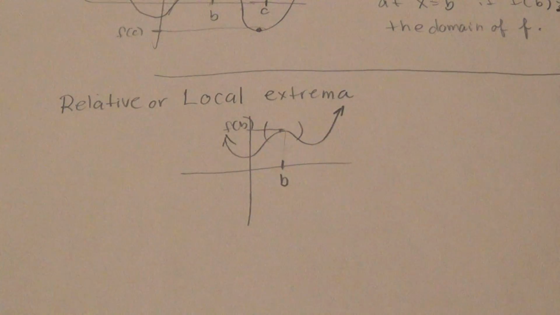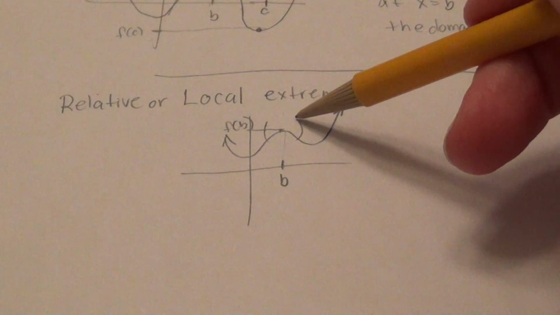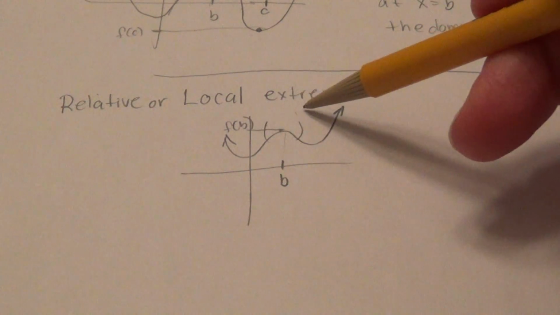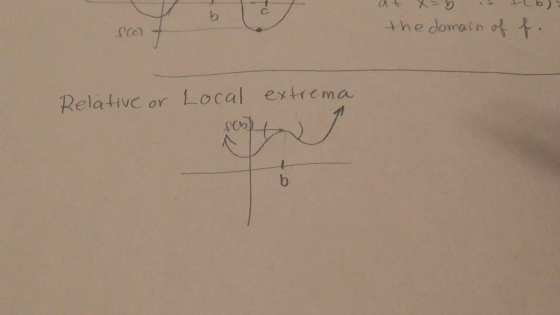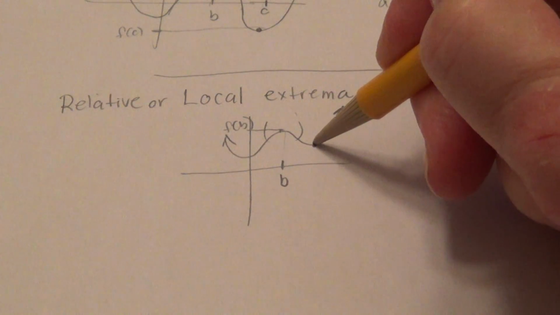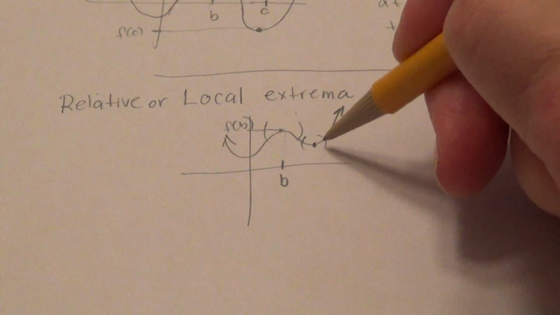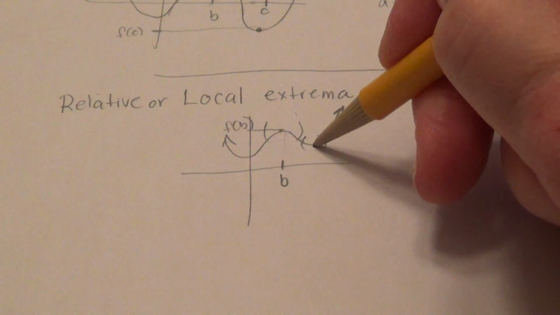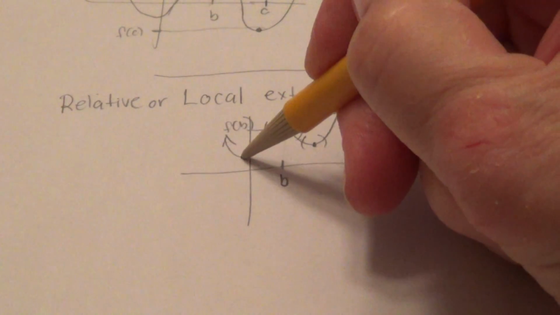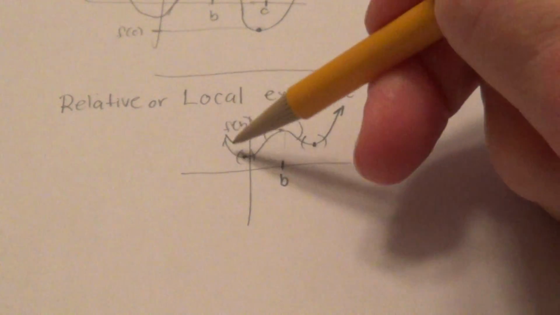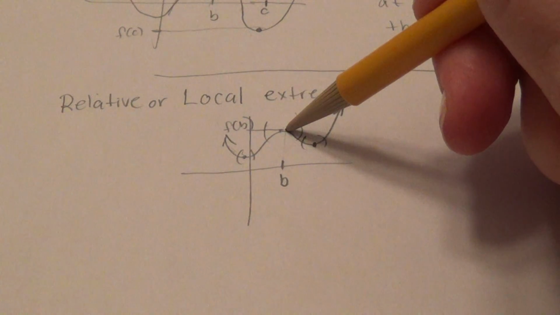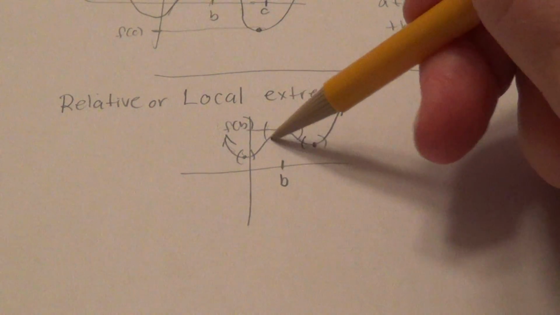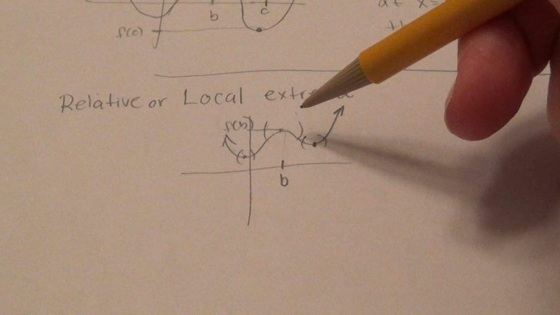So a function has a local or relative maximum at x equals b if f of b is the largest value that f attains near b. So this could be a local min, because it's the lowest value around that value, and this would be another local min. Obviously, this function will go on forever, and this is not going to be the absolute maximum, but it is a relative or local maximum.